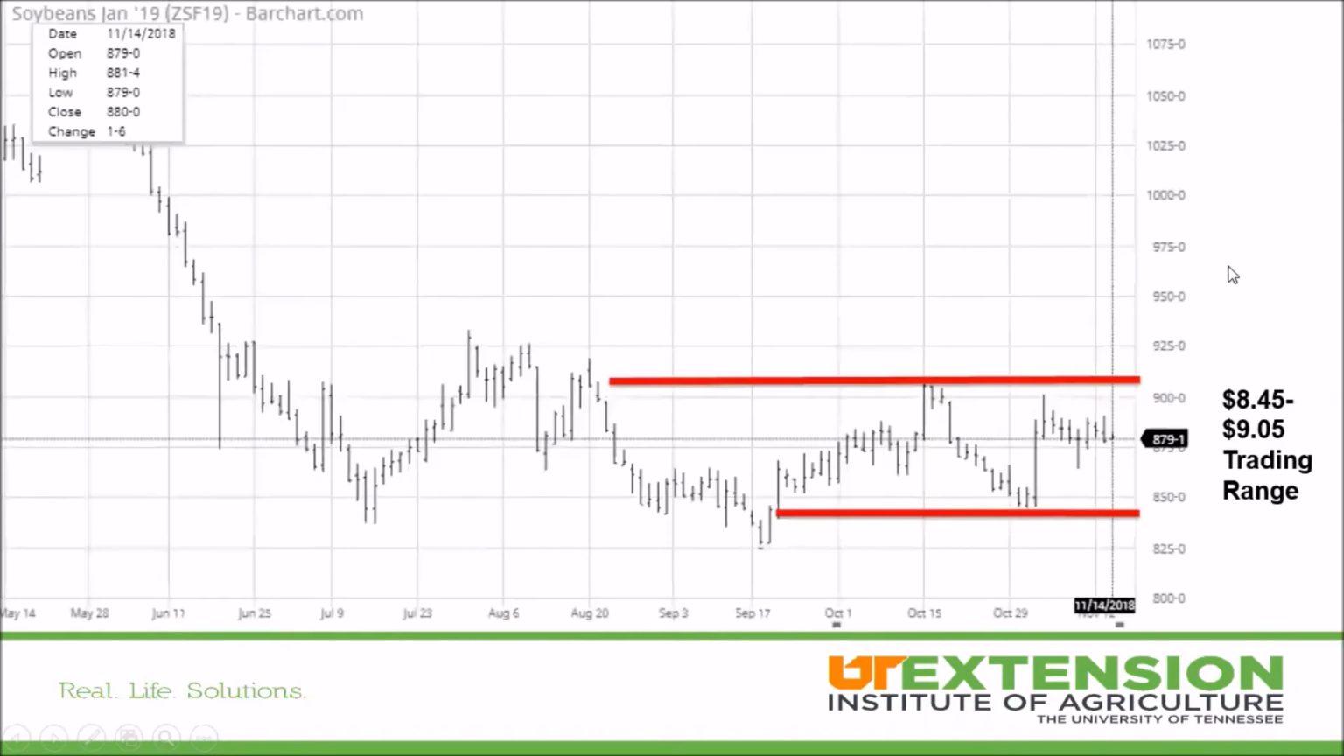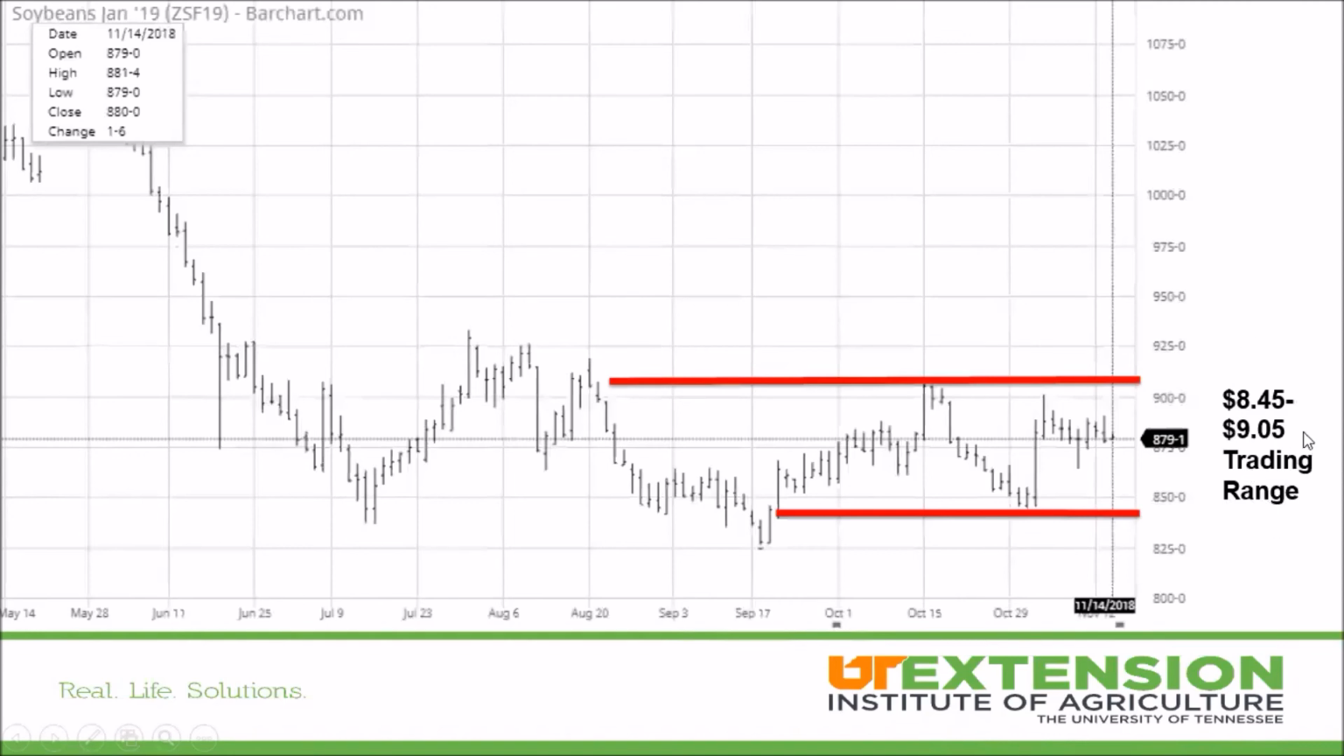Look at soybeans, a similar thing, but a little bit wider trading range for the January 2019 contract, where we're going from 8.45 to 9.05. Again, this one's a little more difficult to predict because of the non-production and consumption-related factors that are going to influence this market. And by that I mean trade issues. So if we see something emerge out of China, we could really see something positive happen here. But without that, I think we'll probably continue in this type of range.